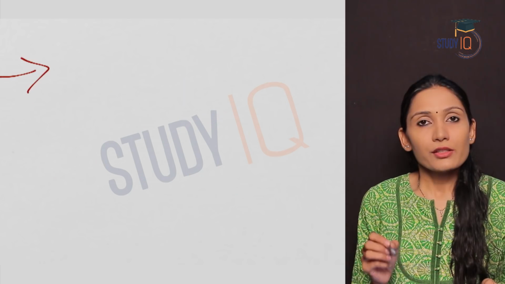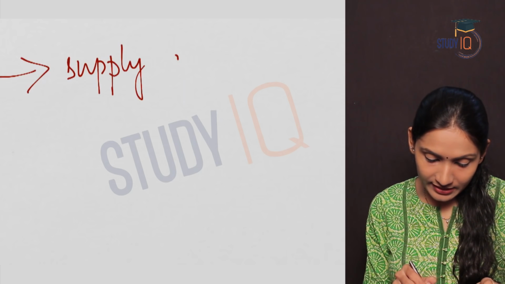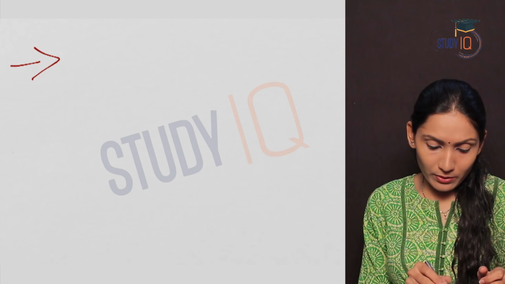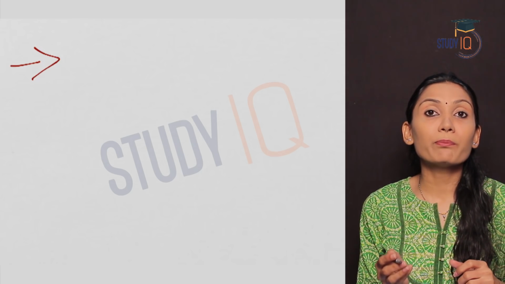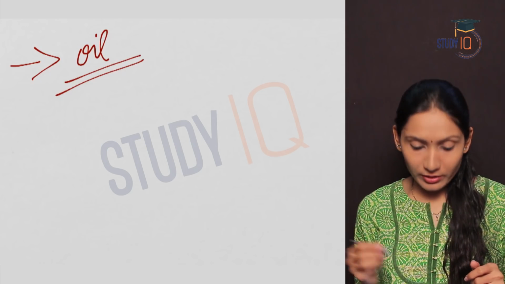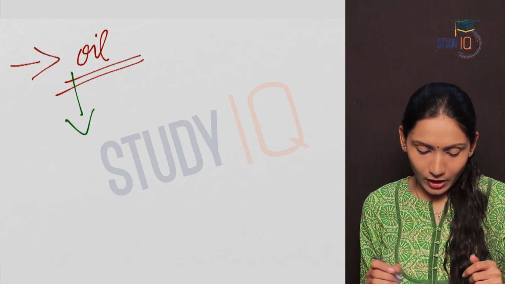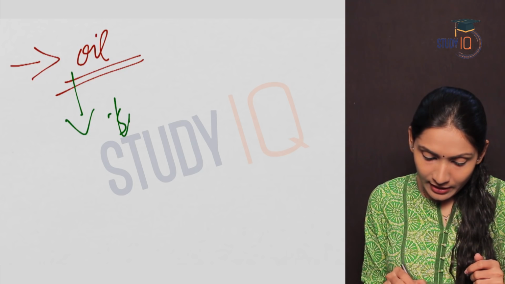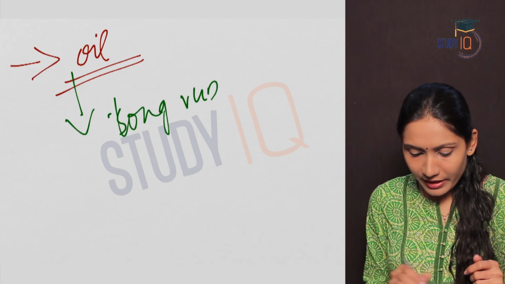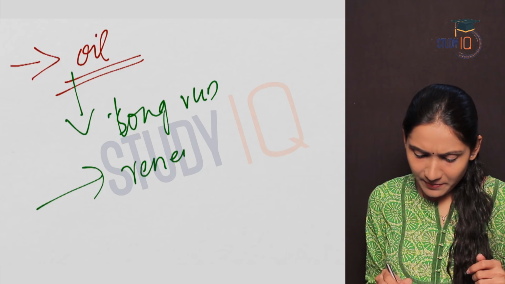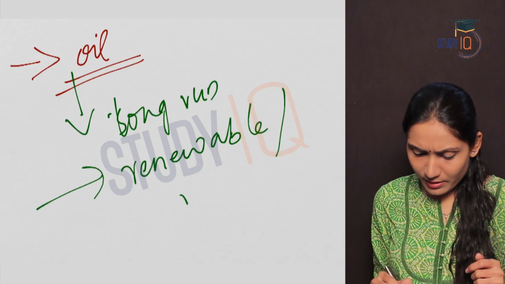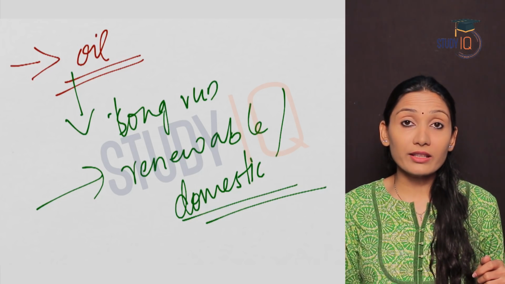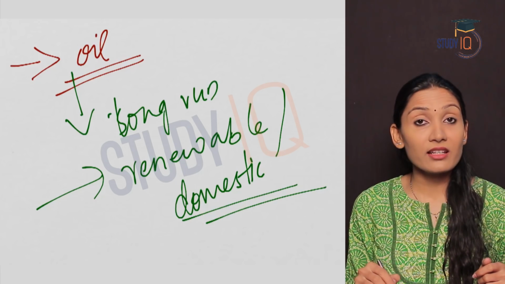Another solution is to bring in supply side policies to increase the competitiveness. Another solution could be to reduce the dependency on imports for oil. This is a long-term measure. Indian economy cannot attain this in a short run. This is possible only in the long run. For this, what can be done? Renewable sources of energy or domestic sources of energy should be developed. So this will require long-term measures. This cannot be attained in the short run.